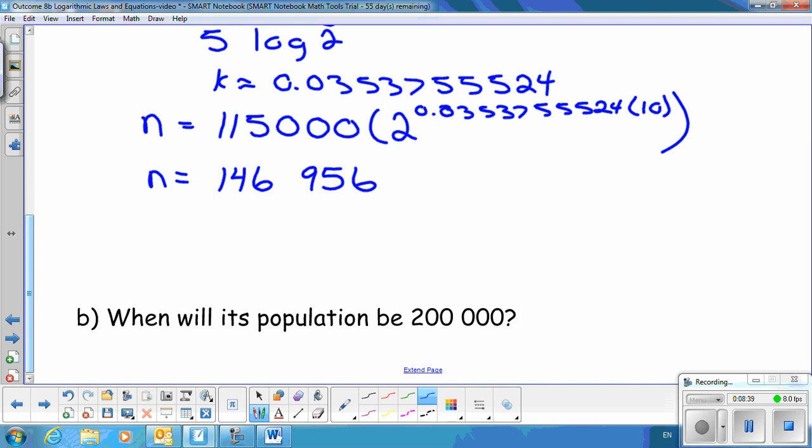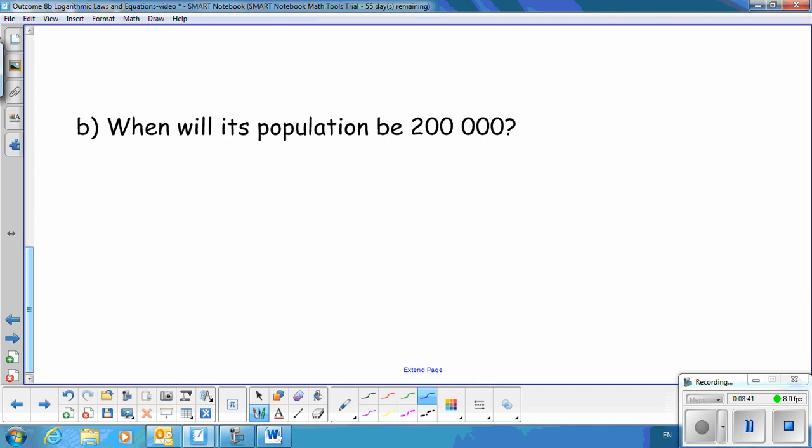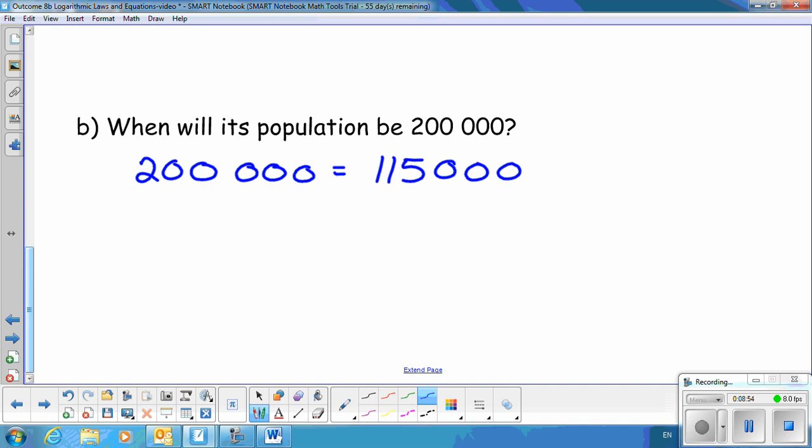Part B asks us for when will the population be 200,000. So we know then that our n will be 200,000. Our initial population was still 115,000. We have 2 to the power of our k value, 0.03353755524, times the amount of time that goes past, and we're looking for that amount of time.